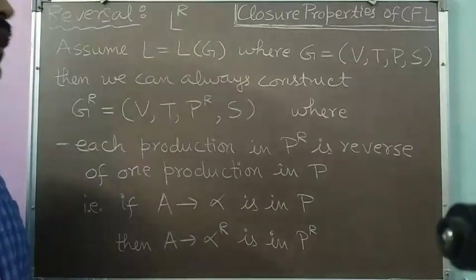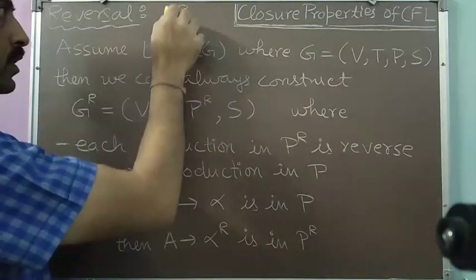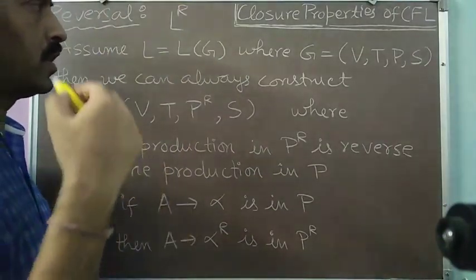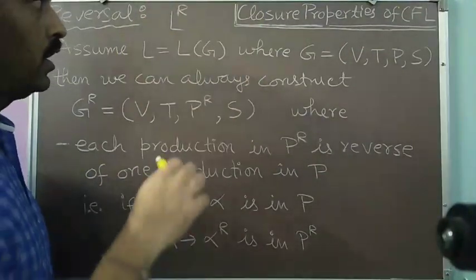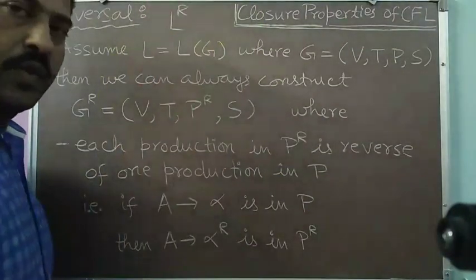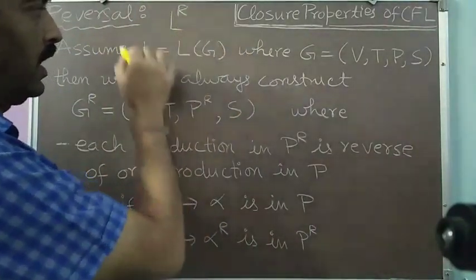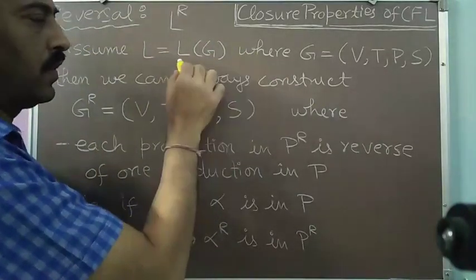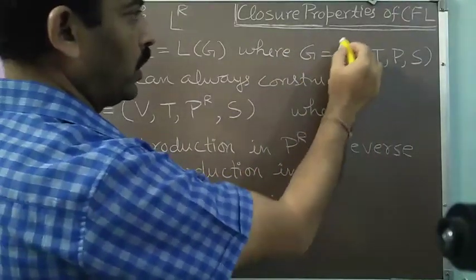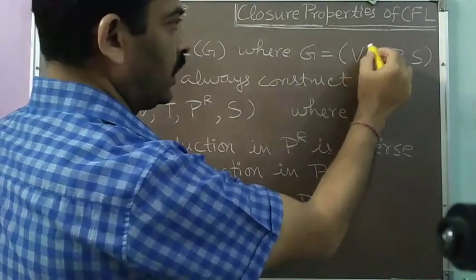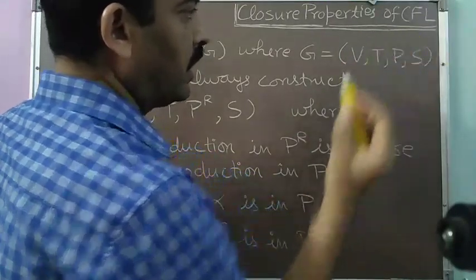Now let us come to our fourth operation, that is the reversal operation. Suppose L is a language which is a context-free language, then we want to see whether L^R, the reversal of it, will also be a context-free language or not. Okay, so let us assume that L is equal to L(G), and as it is a context-free language, we will be able to write a grammar G corresponding to it. Suppose grammar G corresponding to it has V, T, P and S, the set of variables, set of terminals, set of productions and start symbol.